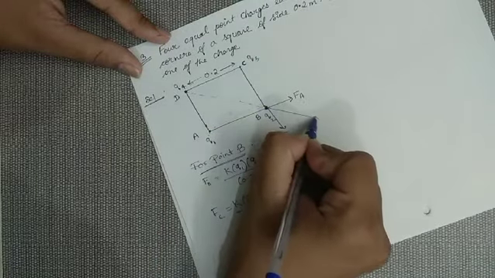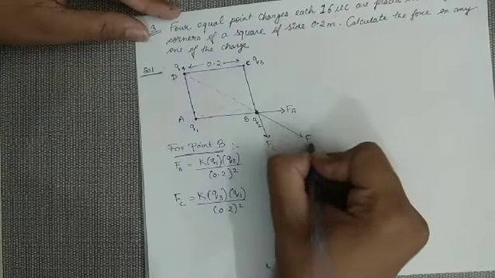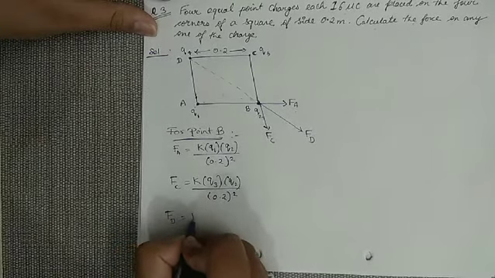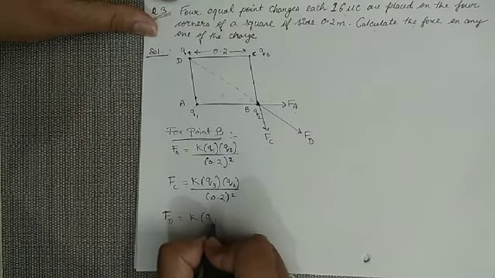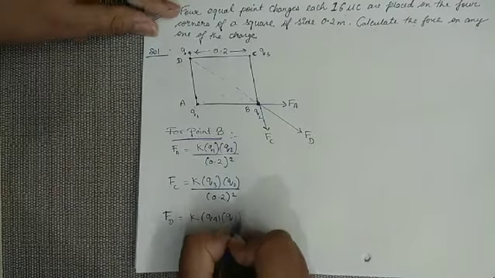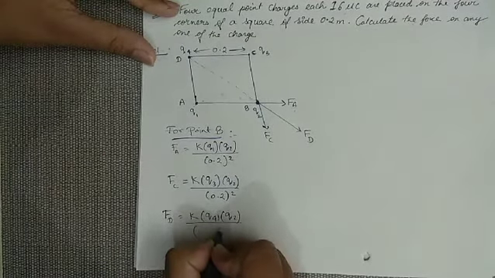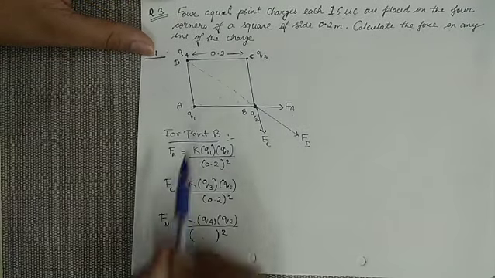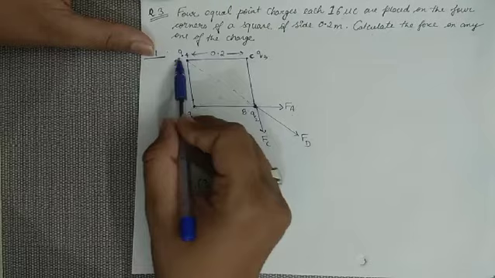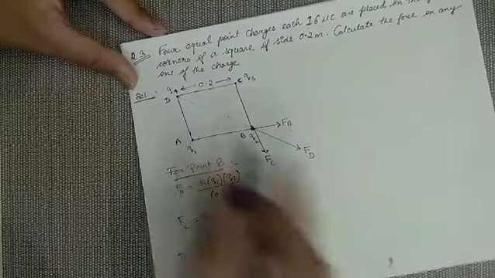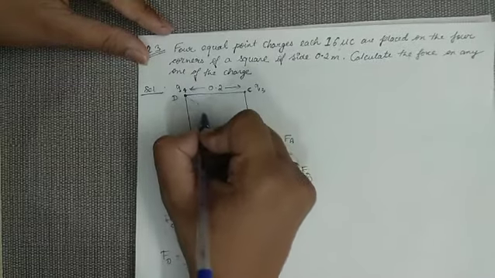Now this will be the force applied by D. That is force applied by D, K times first charge into second charge, upon the square of distance. Now here this will not be 0.2, because 0.2 is the side. This is the diagonal of a square, so you have to calculate the diagonal of a square by using the Pythagoras formula.